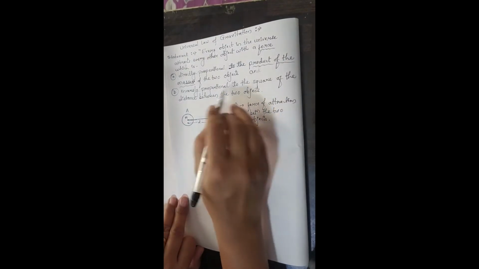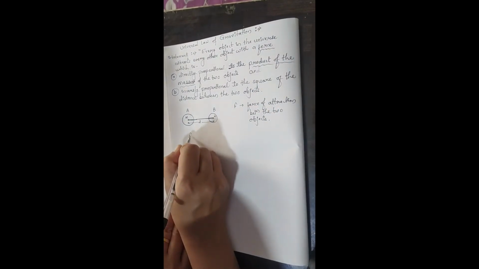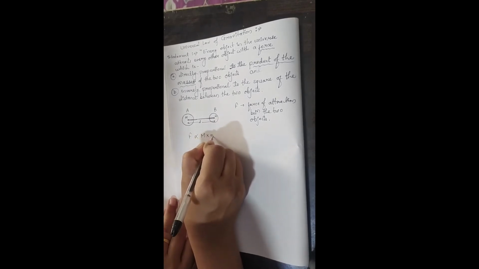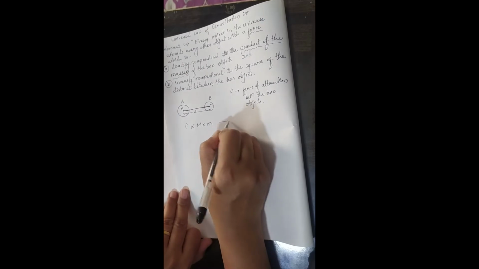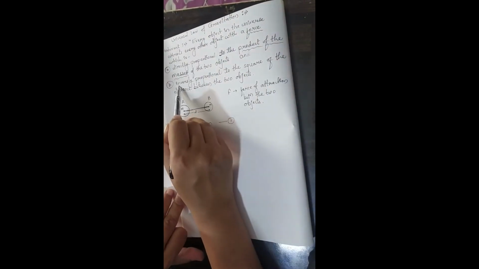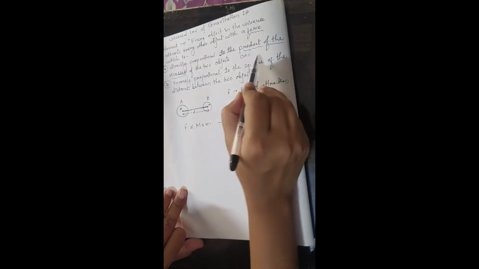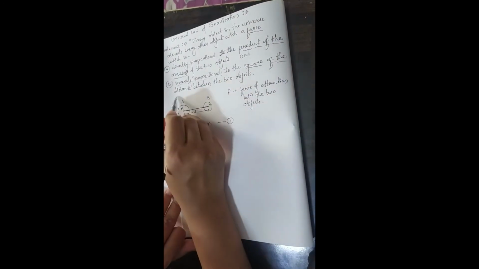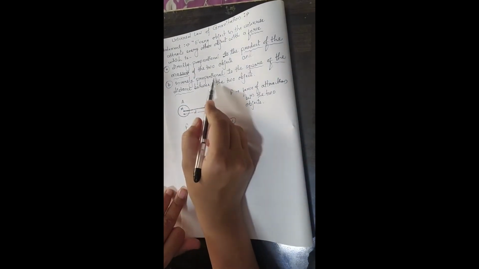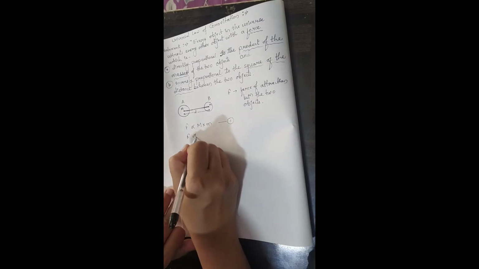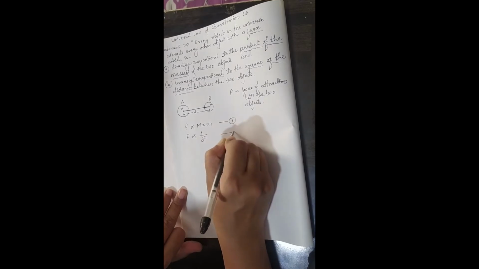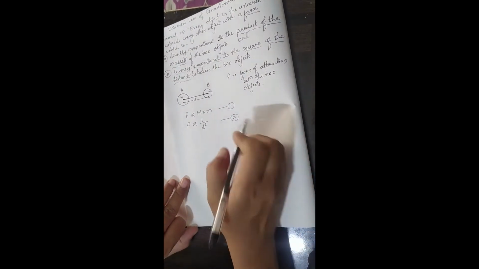So we can write this statement in mathematical form as F is directly proportional to the product of masses of the two objects. Give it equation number 1. And secondly, the force is inversely proportional to the square of the distance between the two objects. So we can write this in mathematical form as F is inversely proportional to the square of the distance between the two objects. Let us give it equation number 2.